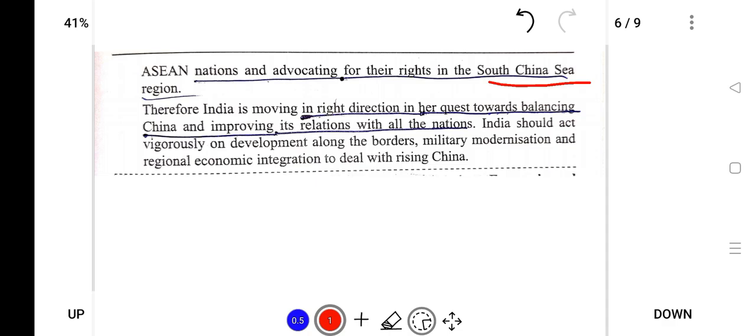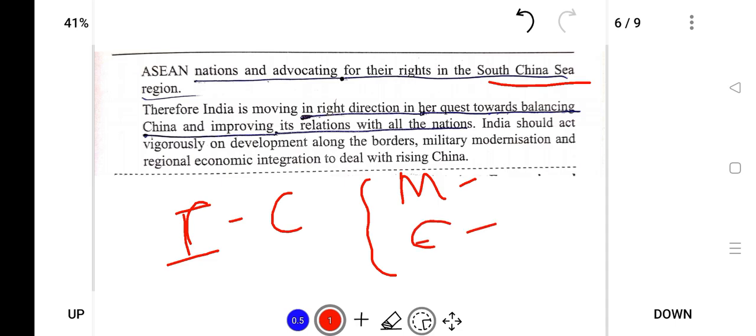So, to write this answer, we need to first focus on India and China relations. India and China relations in the field of military. That is, China is second, whereas India is fourth. Economic, where India is primarily dependent on China for its economic imports and exports, where China exports 55 billion, whereas India only exports 19 billion of its goods to China.